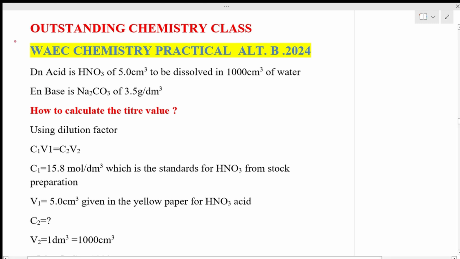Let's start with the acid for this experiment, which is going to be labeled D, and the acid is HNO3, trioxonitrate(V) acid, and the given value is 5.0 cm3 to be dissolved in 1000 cm3 of water. And we have E as the label for the base given, which is sodium trioxocarbonate(IV), that's Na2CO3. We are given 3.5 grams to be dissolved in 1 dm3, or 1000 cm3, of water.